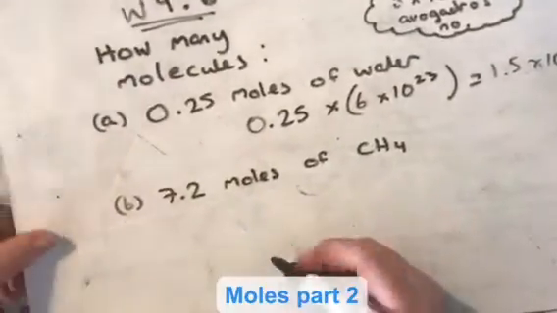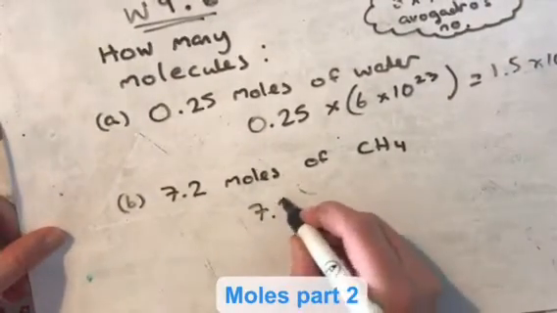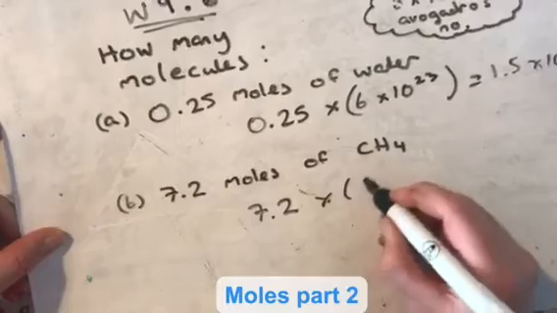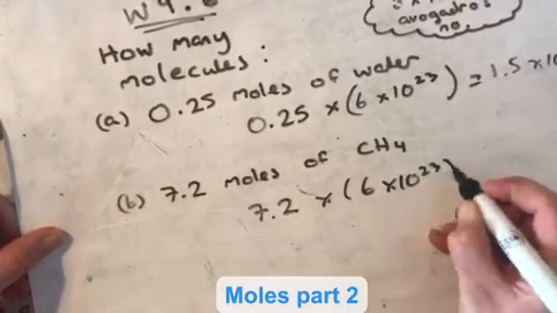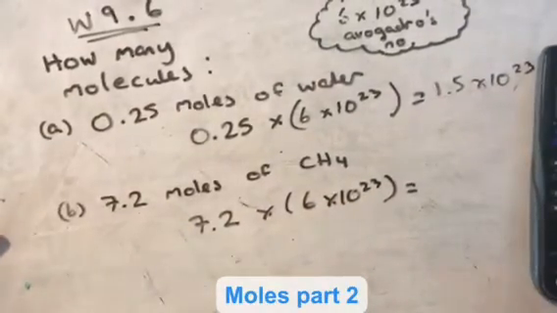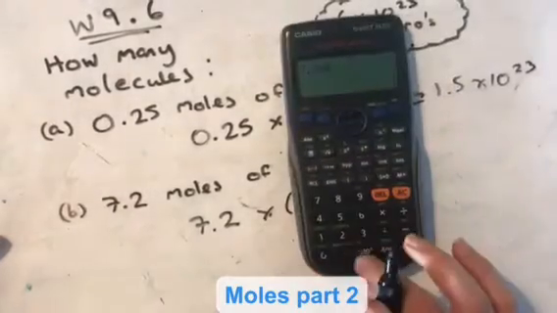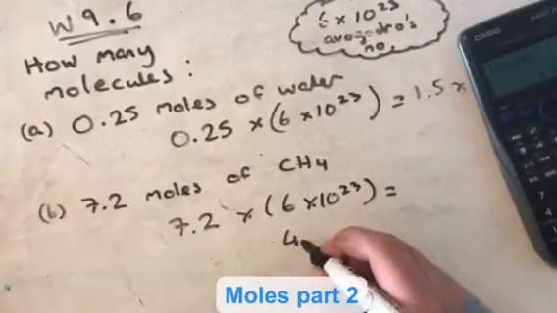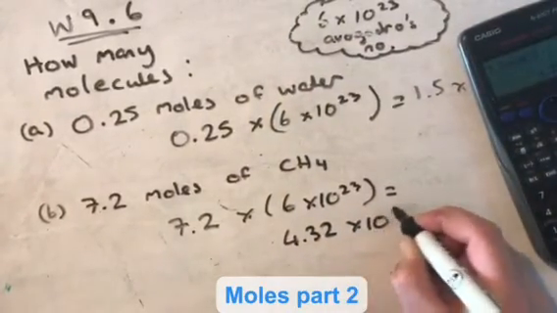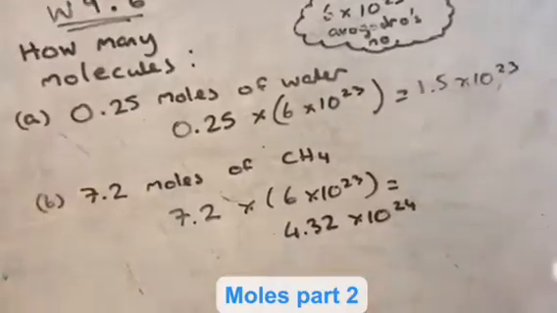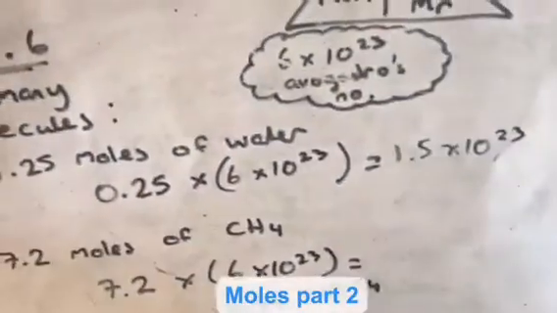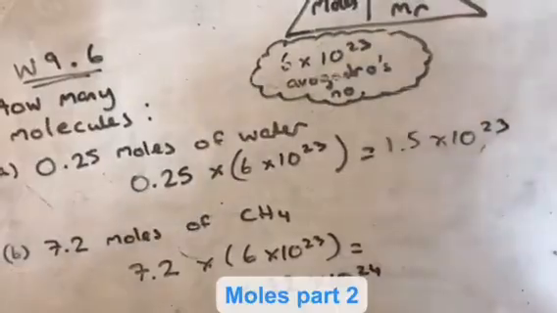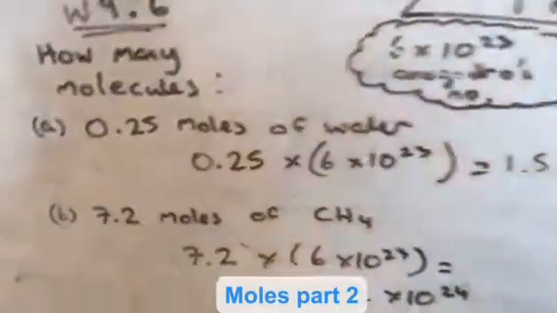Next question, part B, it's simply your mole number, 7.2, multiplied by your Avogadro number, 6 by 10 to the 23. That is equal to 7.2 by 6 exp 23. Again, your answer is another exponential, 4.32 by 10 to the 24. So there's your two answers there. Now we're going to move on, because the rest of section 9.6 is exactly the same as that. You're just multiplying your numbers out, okay?